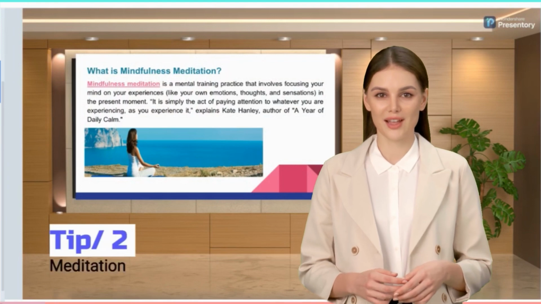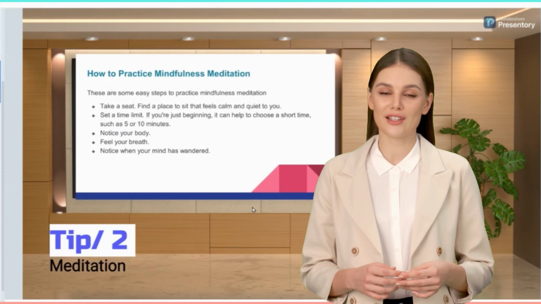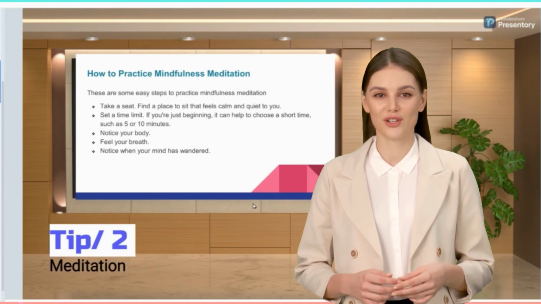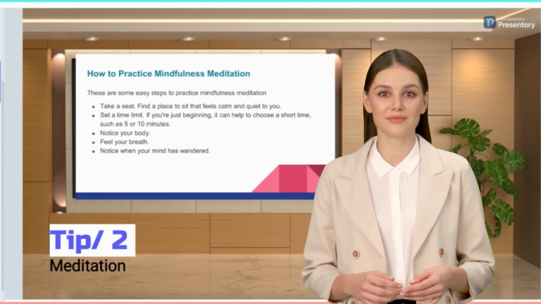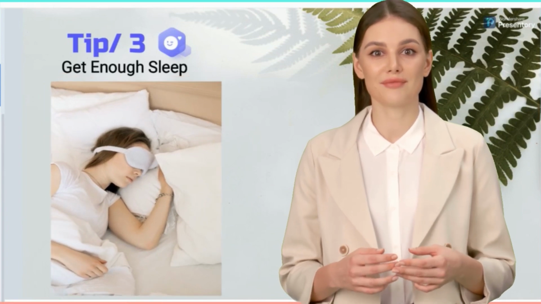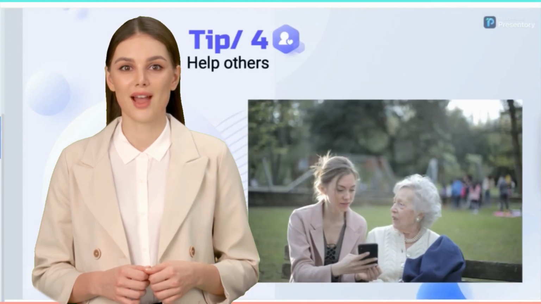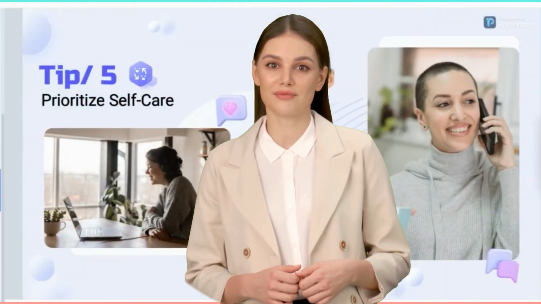Tip number 2 is meditation. It is a mental training practice that involves focusing on your mind, including your emotions. Just sit at a quiet place and focus on your mind and do deep breathing. Tip number 3 is to get enough sleep, because quality of sleep is important for emotional balance. Tip number 4 is to help others. Act of kindness and generosity can bring happiness. Lastly, prioritize self-care. Take care of yourself, love yourself, and you'll feel happy.